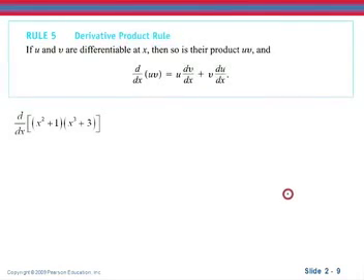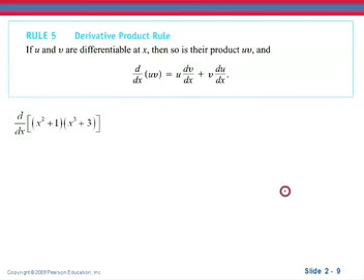Another rule we use often is the derivative product rule. What the derivative product rule tells us is that the derivative of a product is the first function times the derivative of the second, plus the second function times the derivative of the first. Now, in a case like the example I have here, we could multiply our two binomials together and use the sum rule.